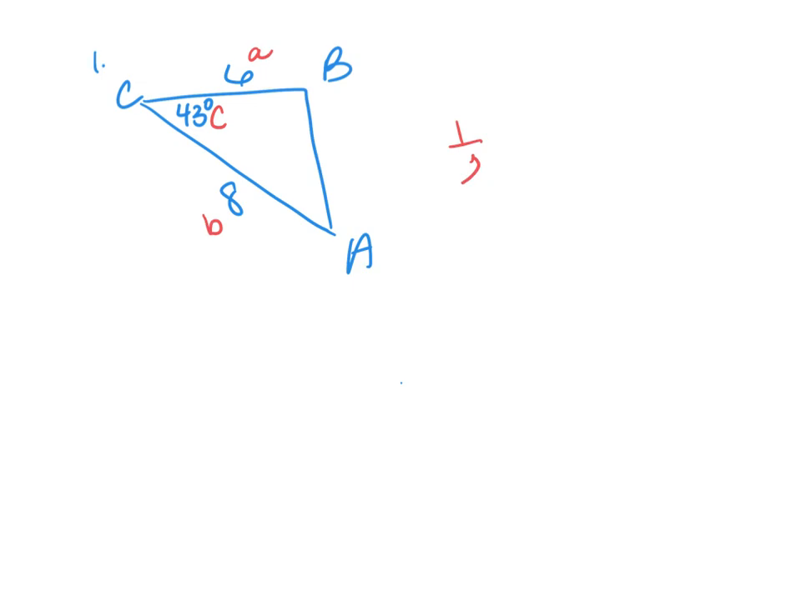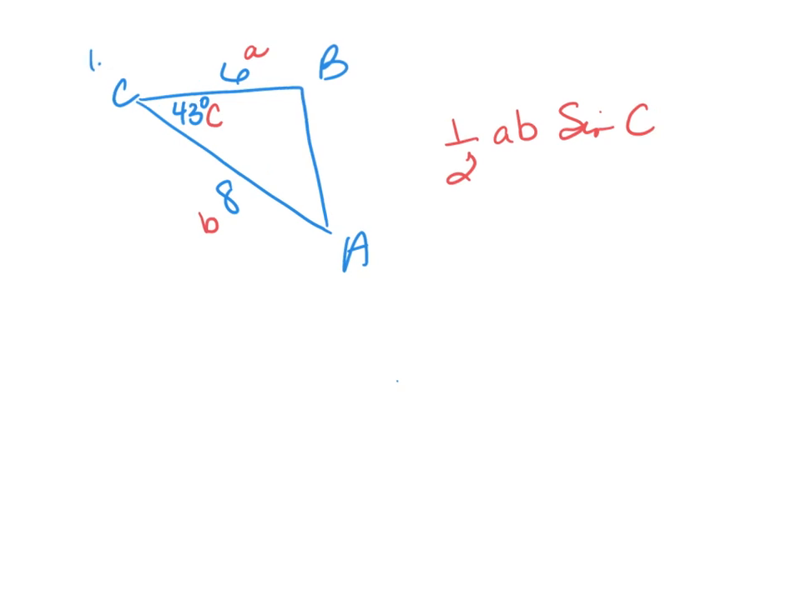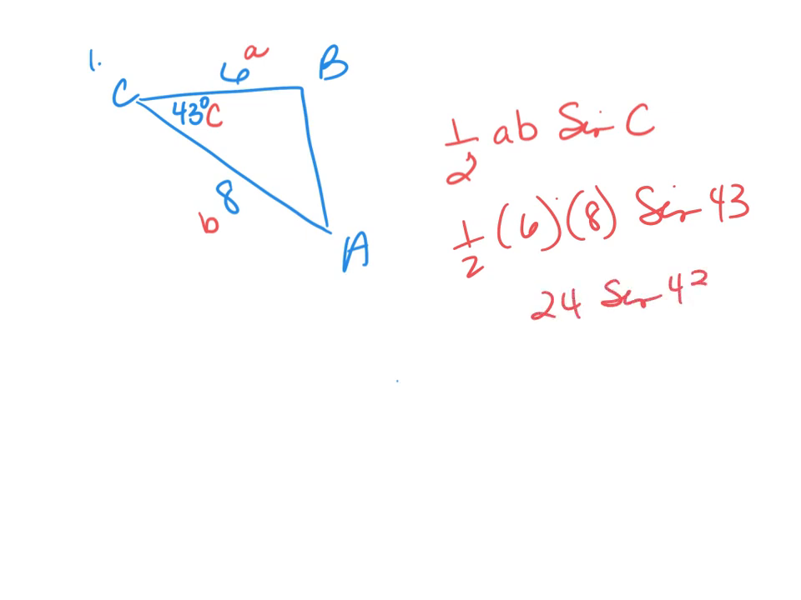One half a b sine of C. Yeah, that's love sign. So we have 1/2 times 6 times 8 times the sine of 43. And 1/2 times 6 times 8 is 24 sine of 43, or you can put it all in your calculator. Go ahead and do that.